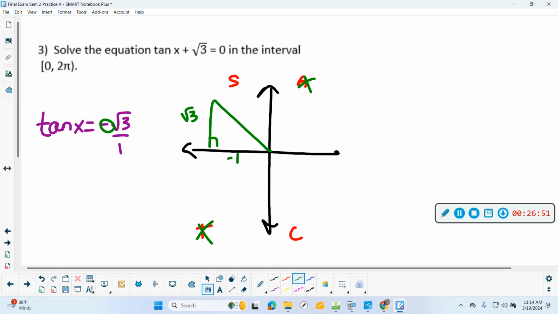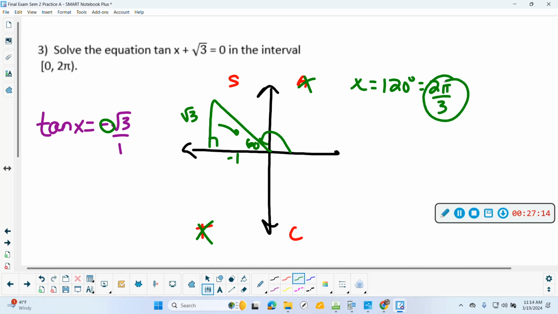Now I put the negative here on the 1 just because of the location. I don't even care what the hypotenuse is. I care about what's this angle across from root 3. 60. Now my answer is not 60. 60 would be in quadrant 1. You have to measure from 0 over. You're 60 short of a half circle. So what is it in degrees first? And then radians.